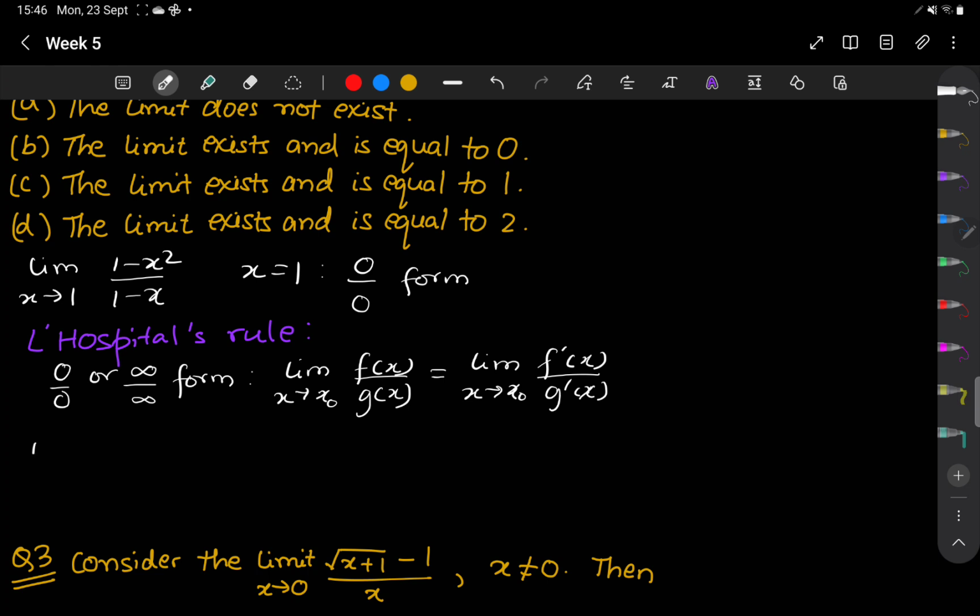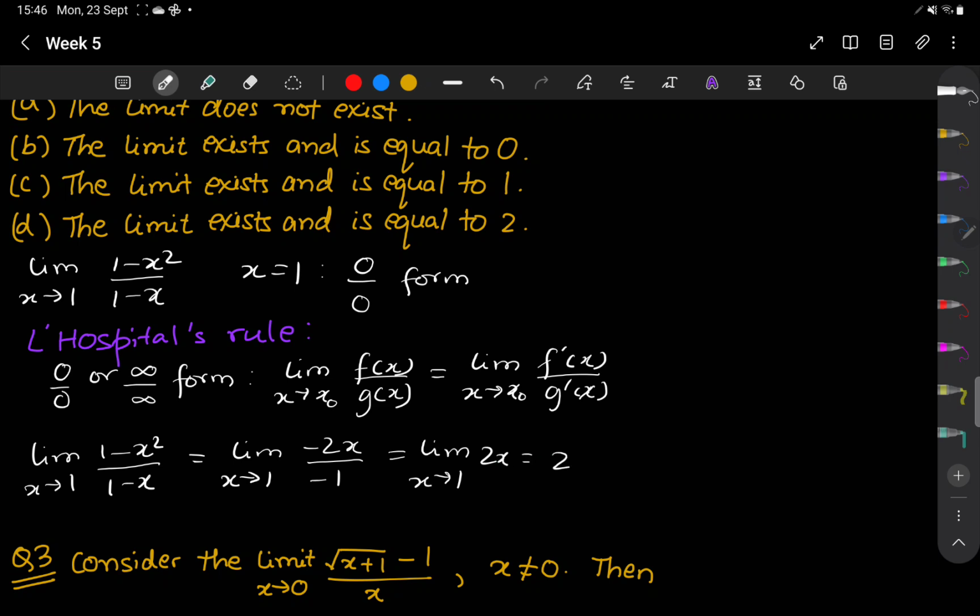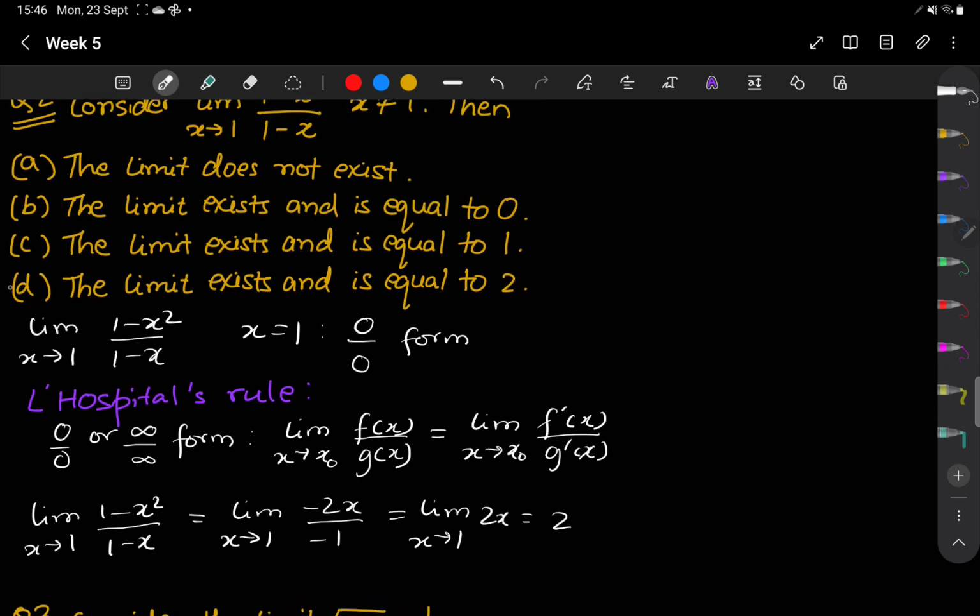So here that would mean the following. We take the derivative of the numerator with respect to x, that makes it negative 2x, and the denominator derivative is negative 1. So this is the limit x tending to 1 of 2x, which equals 2. So the correct answer is option D, the limit is equal to 2.